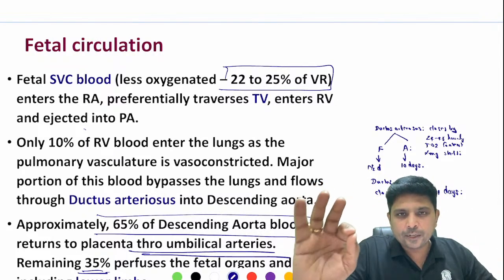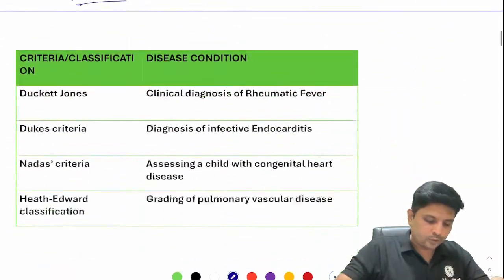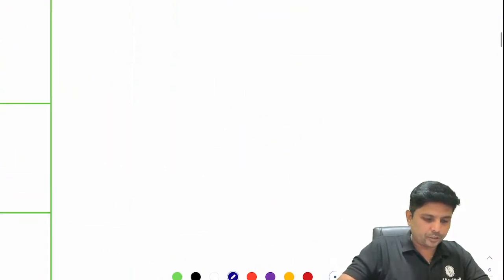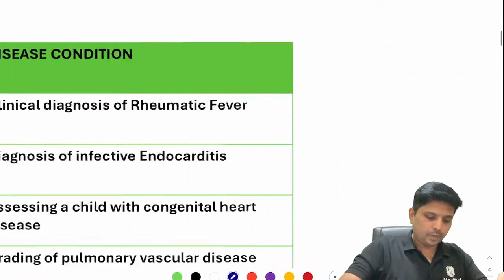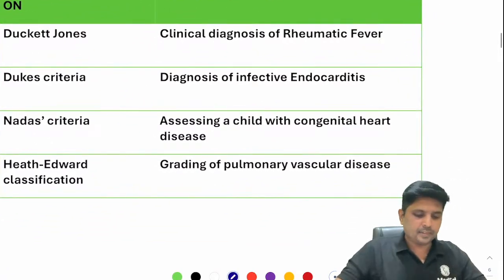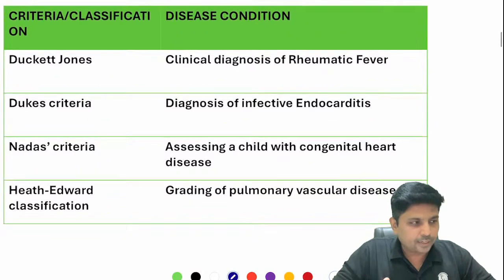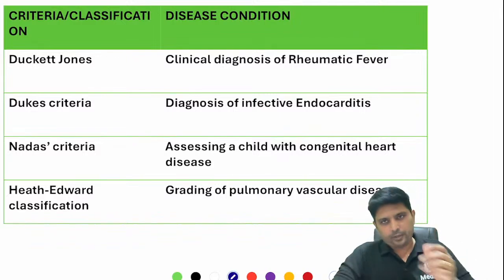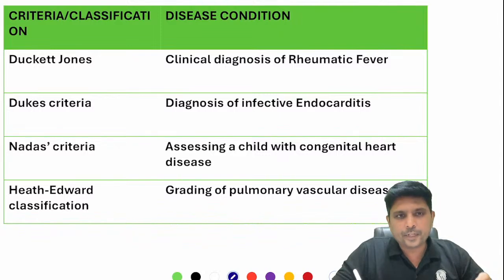So my children right now are clear with the topic on fetal circulation. Let's go to the second. So what is the second question? The second question is, what are all the criteria that we follow in case of CVS, particularly with respect to pediatrics.